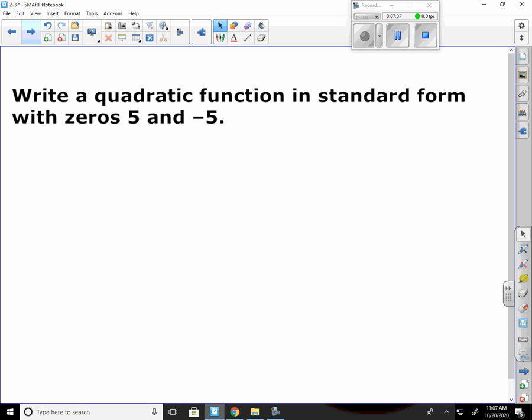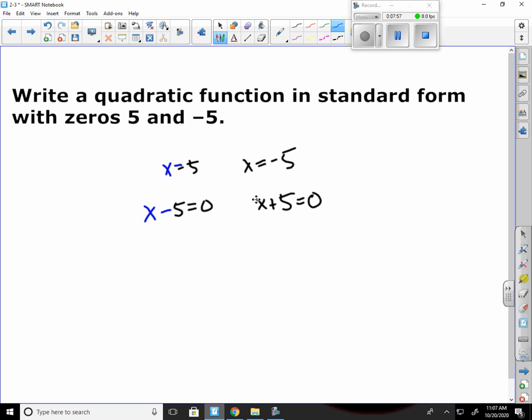Now I want you to try this one. Zeros 5 and -5. So x equals 5 and x equals -5. Work backwards. x minus 5 equals 0. x plus 5 equals 0. Gives me x minus 5 times x plus 5. Multiply this out by distributing.